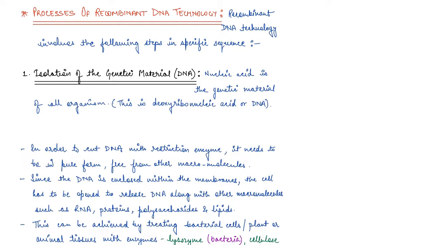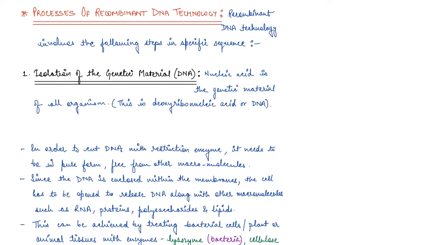Now we know that nucleic acid is the genetic material, right? Now this can be DNA, right? So in the majority of organisms, this is DNA. Now, in order to cut DNA with restriction enzymes, we need the DNA in its pure form. Okay. Now, what does pure form mean? That the piece of DNA that we are going to use is free from any kind of macromolecules.